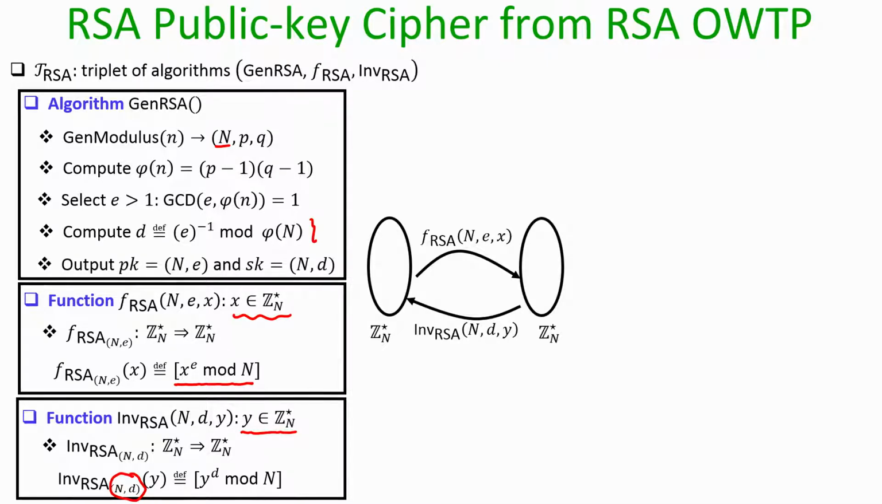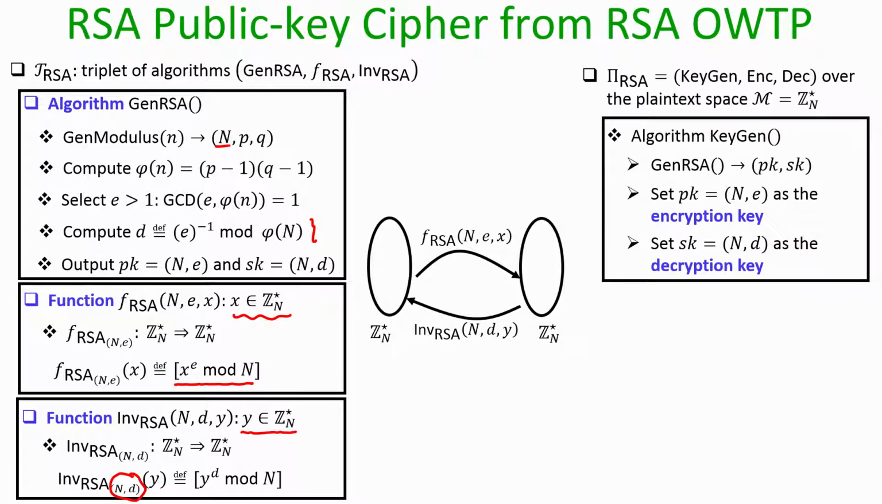Assuming the RSA problem is difficult to solve with respect to the GenRSA function, we had seen in the last lecture that we can use this RSA trapdoor permutation as a candidate one-way trapdoor permutation. Now, let us instantiate the framework that we had seen in the last slide by using the RSA trapdoor permutation. So, we get what we call the RSA public key cryptosystem over the plaintext space Zn star.